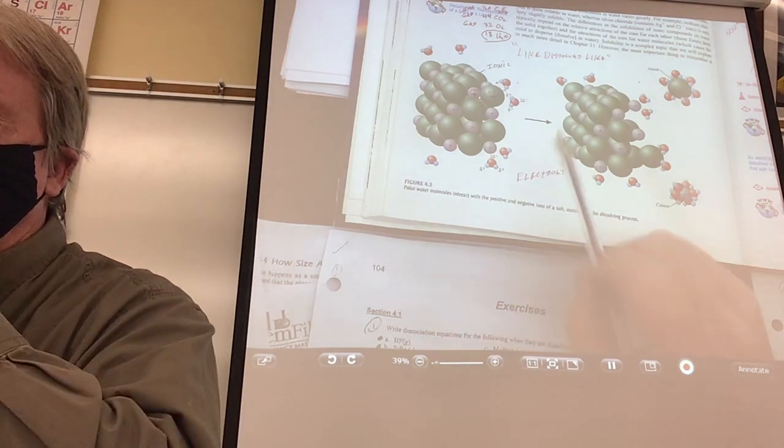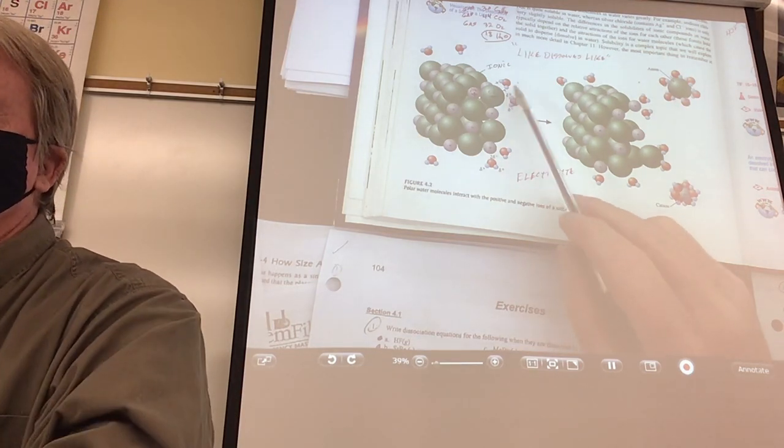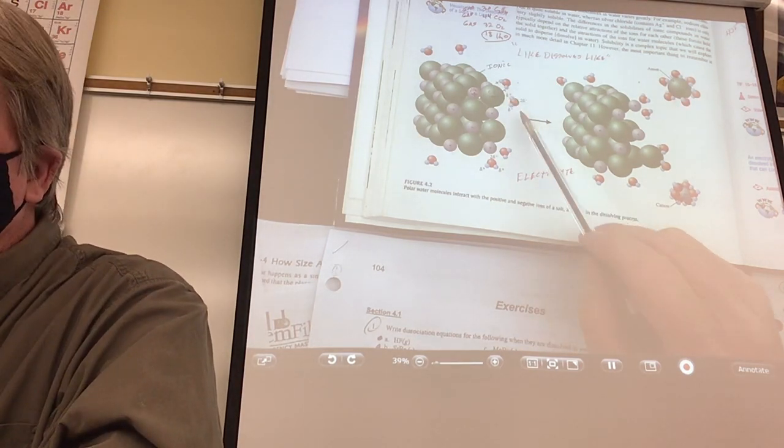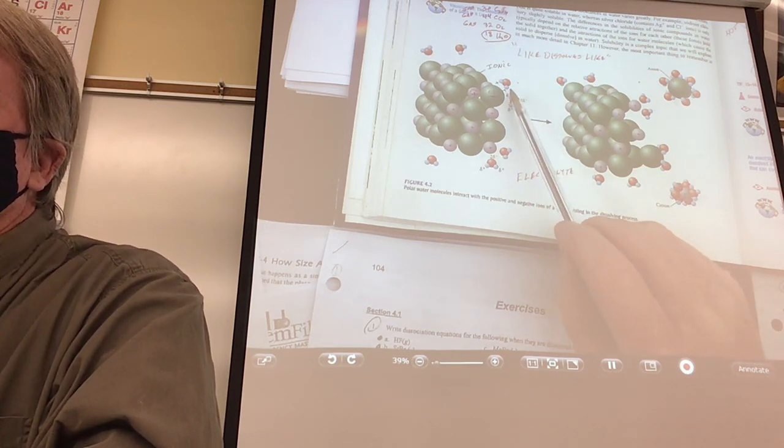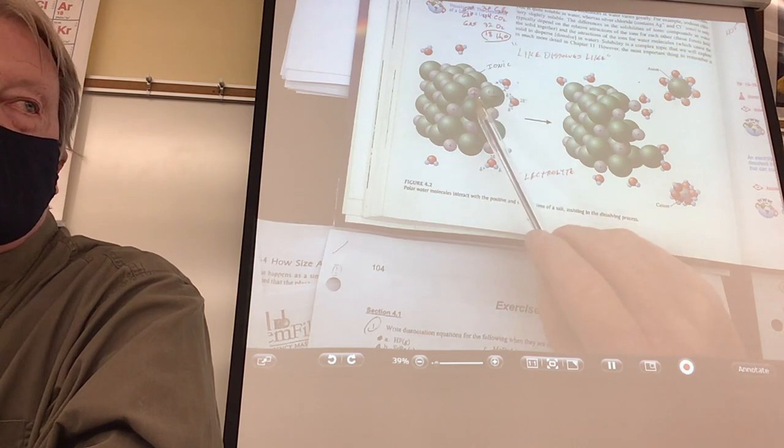Now let's go down here. This is called solvation, not salvation, but solvation. And what do you think is going to happen to the sodium ions?